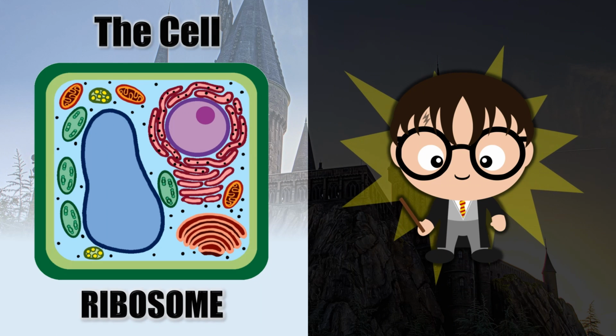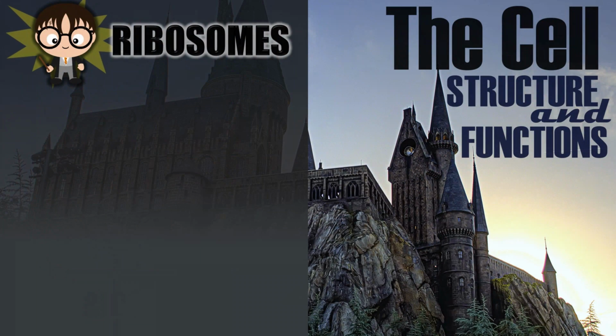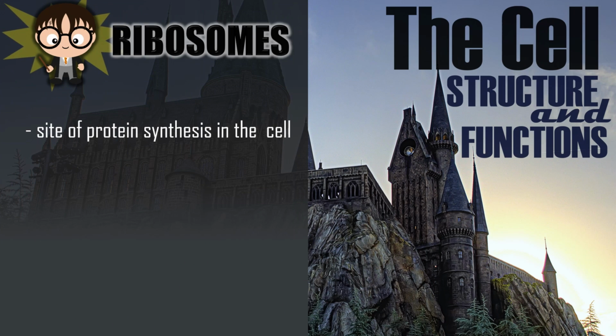Up next is the ribosome. Ribosomes can be found in the endoplasmic reticulum and in the cytoplasm. The ribosome is the site of protein synthesis in the cell. Ribosomes are small dense structures that help in the assembly of proteins.